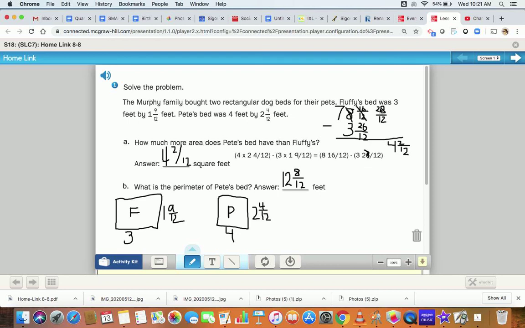So we cannot take 16/12 and subtract 27/12, so we have to do our borrowing. So we end up with 7 and 28/12 on the top, and then this should have been 3 and 27/12. So 4 and 1/12 was how much more Pete's was than Fluffy's. And then it wants to know the perimeter of Pete's bed. To do the perimeter, remember you add 4 plus 4 plus 2 and 4/12 plus 2 and 4/12. So you would get 12 and 8/12 for the perimeter of Pete's bed.